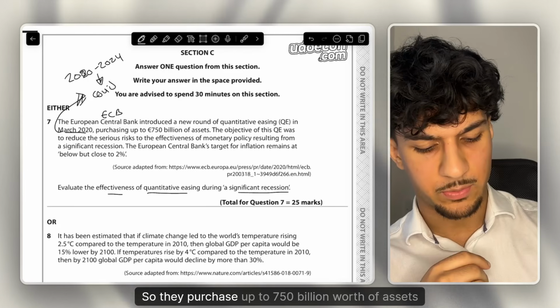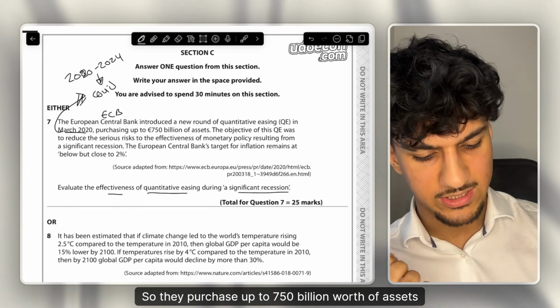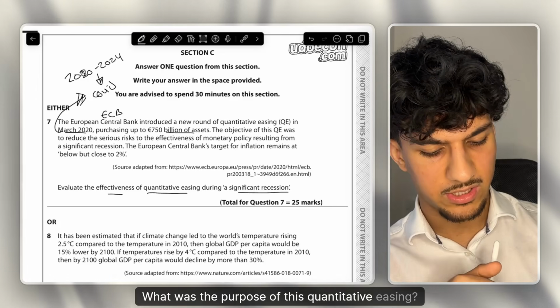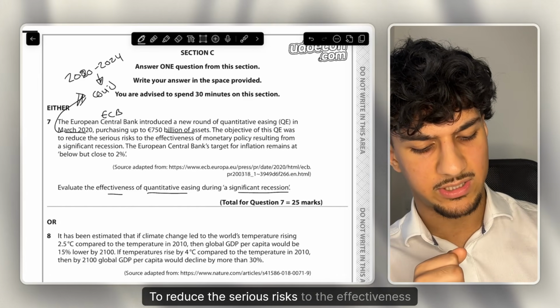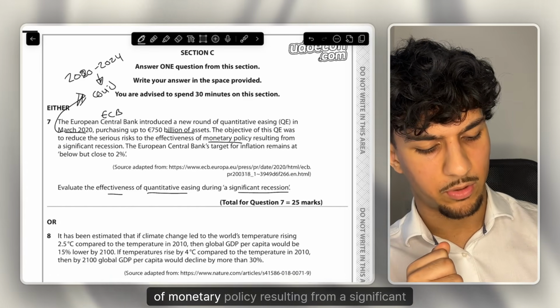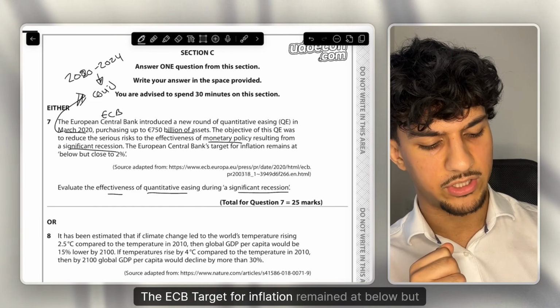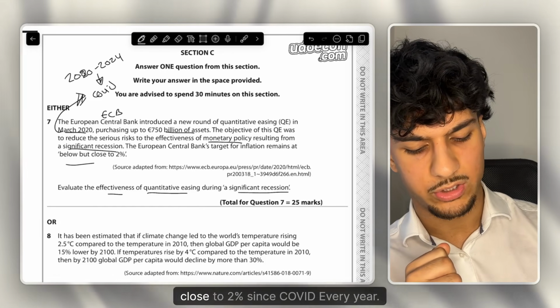They purchased up to 750 billion worth of assets, so created 750 billion worth of new money. What was the purpose of this quantitative easing? To reduce the serious risks to the effectiveness of monetary policy resulting from a significant recession. The ECB target for inflation remained at below but close to 2%.